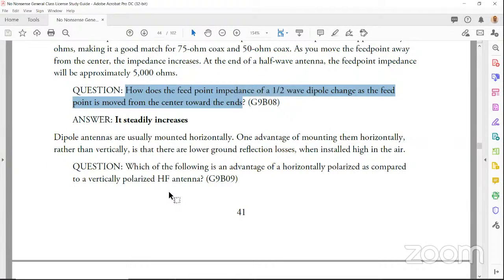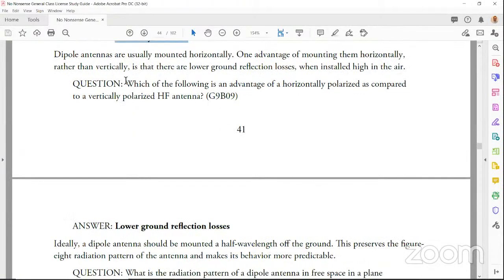Moving right along, how does the feed point impedance of a half-wave dipole change as the feed point is moved from the center towards the ends? Let's dissect this question a little bit. So we had a diagram showing a half-wave dipole where the feed point was exactly in the middle, and we had the two legs, and we said that if we were to change that feed point, in other words, it's no longer exactly dead in the center, it's to one side, it's off center, we start to go towards the end instead of the middle. We say when we do that, the feed point impedance increases as you move towards the end. So let's move right along.